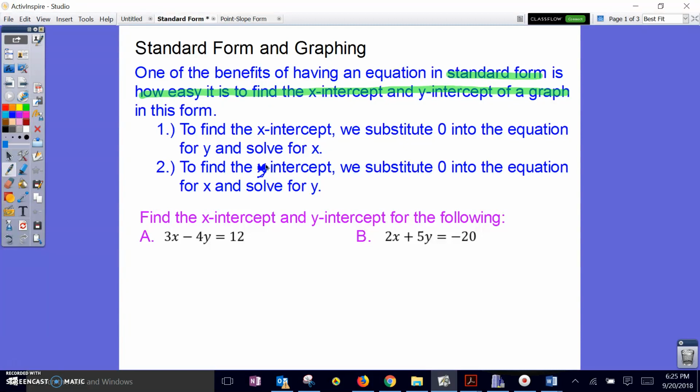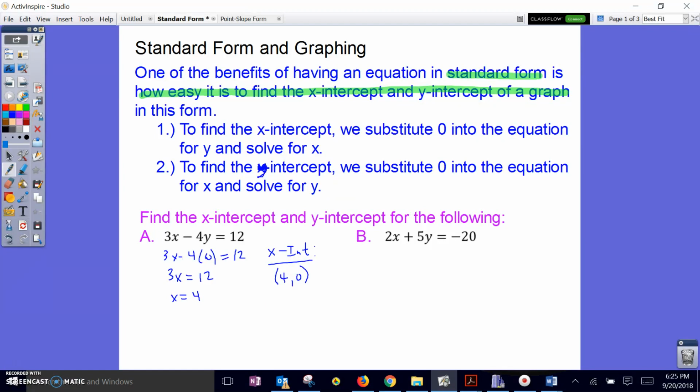The x-intercept, we're going to put 0 in for y. And if we put 0 in here for y, it turns into 3x equals 12. And so just divide both sides by 3, we get x equals 4. That makes our x-intercept the point 4, 0.